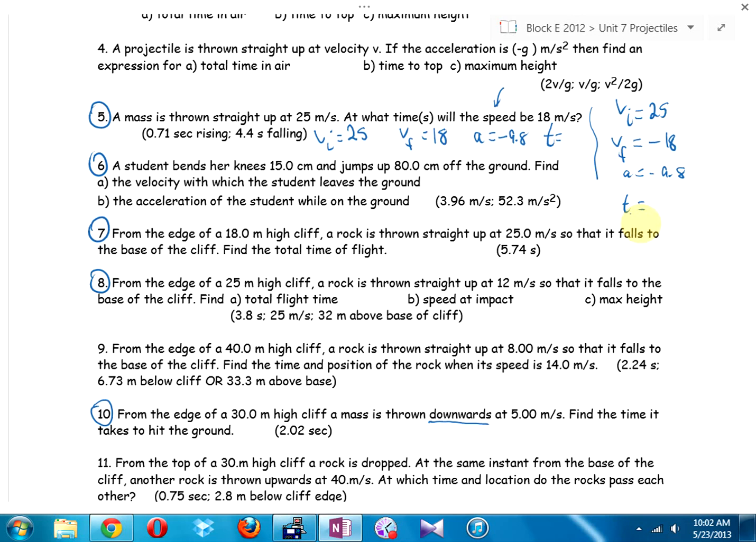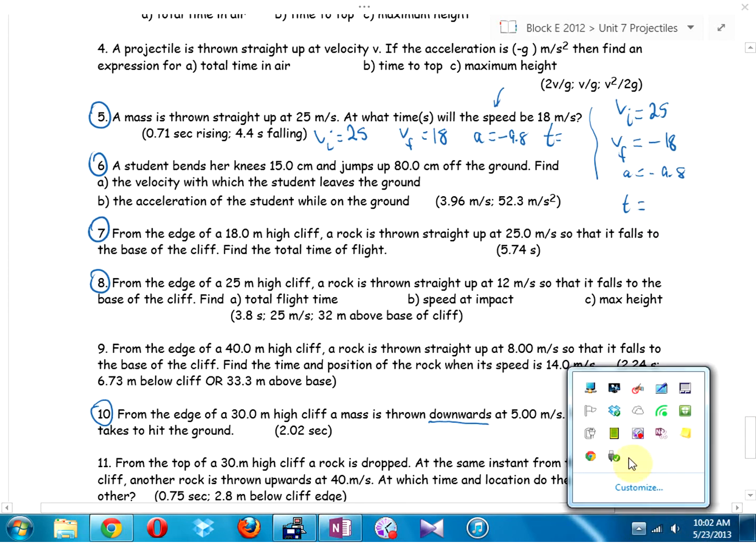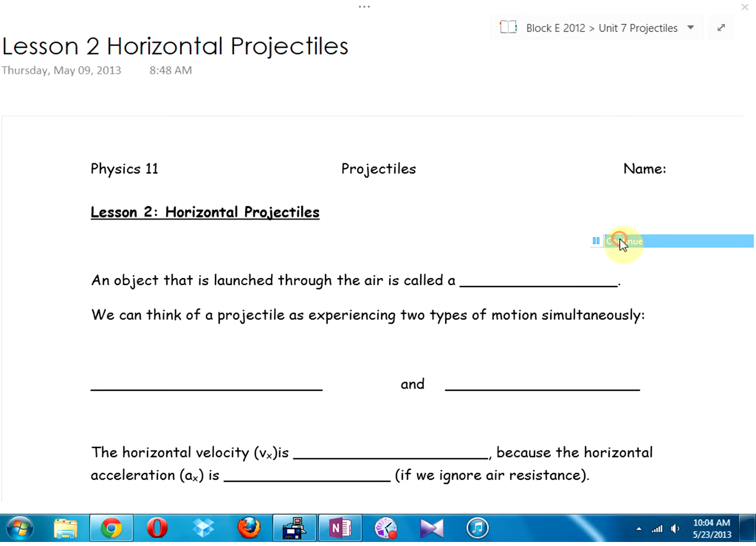So let's get to the fun stuff. If you get today, everything I do for the rest of this projectiles unit, which is fairly short, should make sense. So my message to you is turn your thinking caps on, really focus. Here we go. If you have the lesson done, by the way, please hand it in. If not, you got some homework.